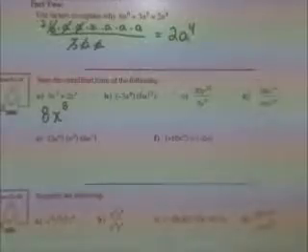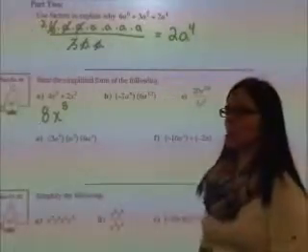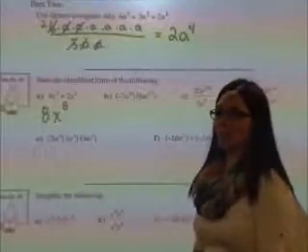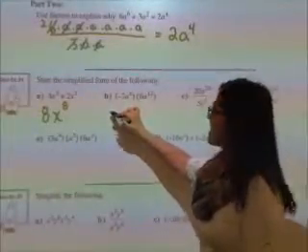Okay, so if I look at the next one, negative 7a to the power of 8 times 6a to the power of 12, what would I get for an answer, Tyrone? Negative 42.